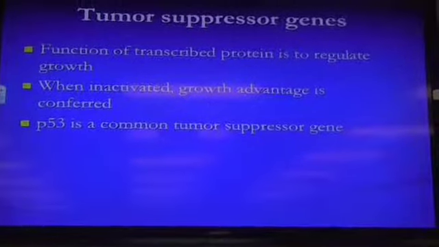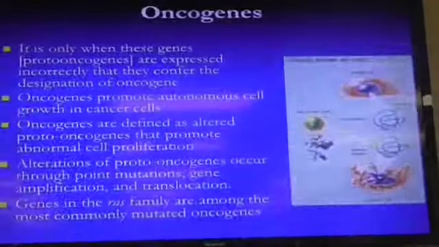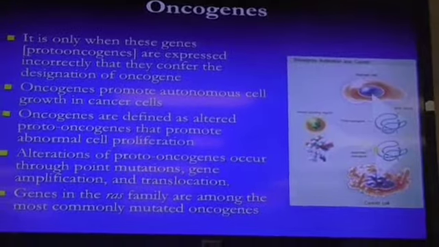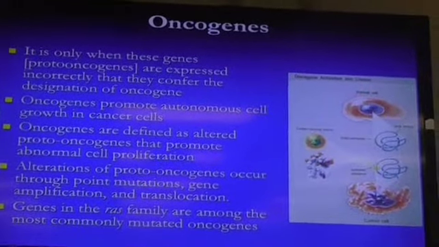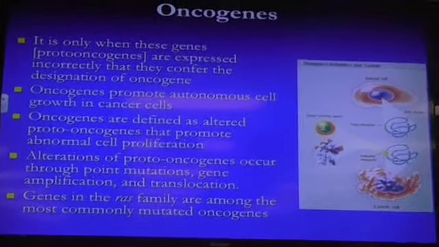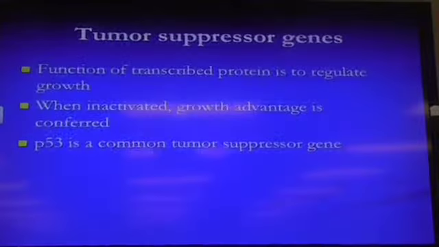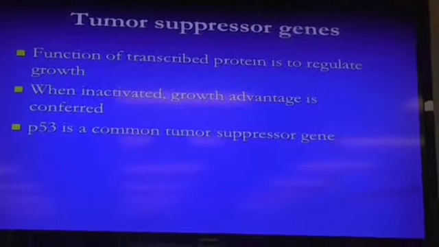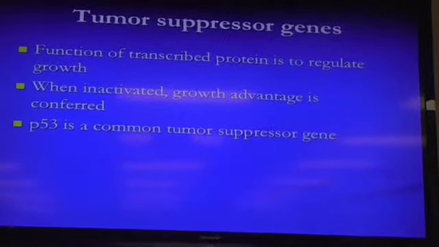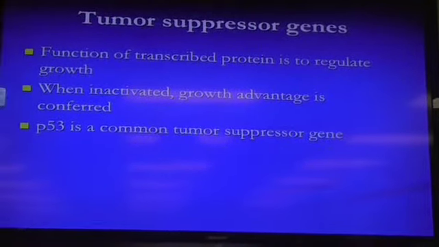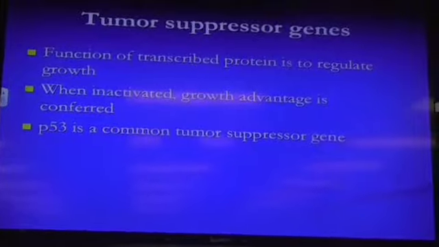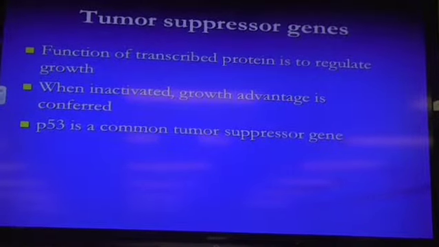Last time we talked about proto-oncogenes and oncogenes once they become mutated. So now we're going to continue talking about tumor suppressor genes.